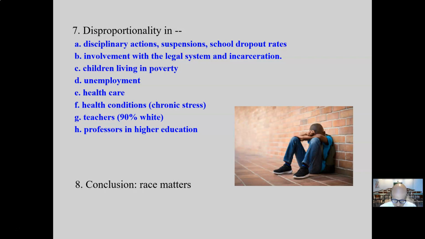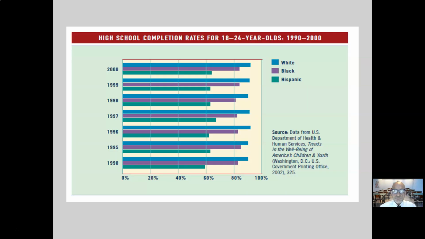So the conclusion we can make is white privilege and racism is ingrained in society. This also occurs in special education. Race matters. It's prevalent in education and special education. Racism, systemic racism, is prevalent. You see the high school completion rates right there, white versus black. This is 20 years old, but these numbers have not changed.